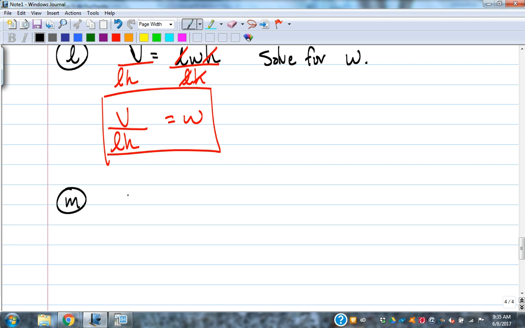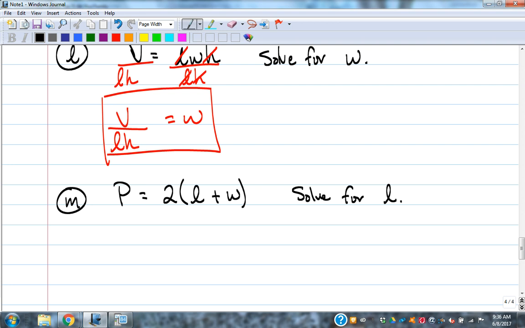All right, let's look at this one. P is equal to 2 parentheses L plus W. Let's solve for L. Solve for the length on this. This is the perimeter formula for a rectangle. Perimeter is equal to 2 times the length plus the width.